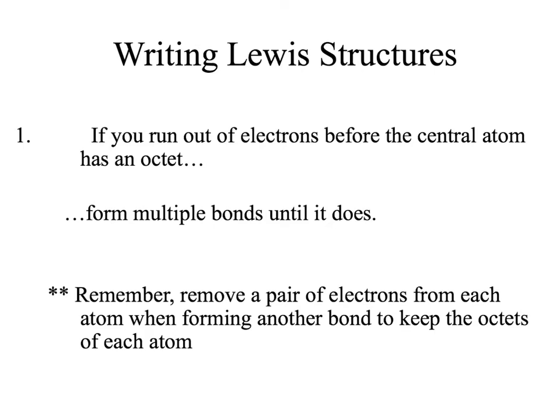Sometimes you'll run out of electrons before the central atom has an octet. In that case, you're going to form multiple bonds until everybody has an octet. You'll do that by removing a pair of electrons from each atom so that the octets of the outer atoms maintain an octet. This will become easier when we practice.